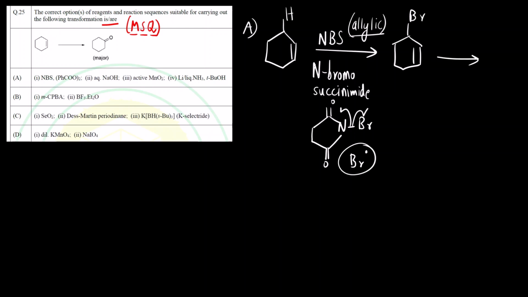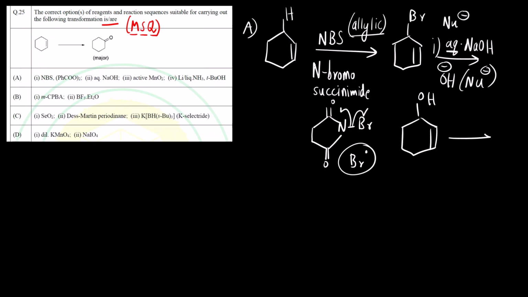Next, aqueous NaOH is used, and MnO2. So first we use aqueous NaOH. When ethanol and base are used, that means it will form ethoxide, and ethoxide will act as a base, and an elimination reaction takes place. Whereas when aqueous condition is there, that means water is present with NaOH, what will happen? It will act as a nucleophile, and it will undergo a simple substitution reaction.